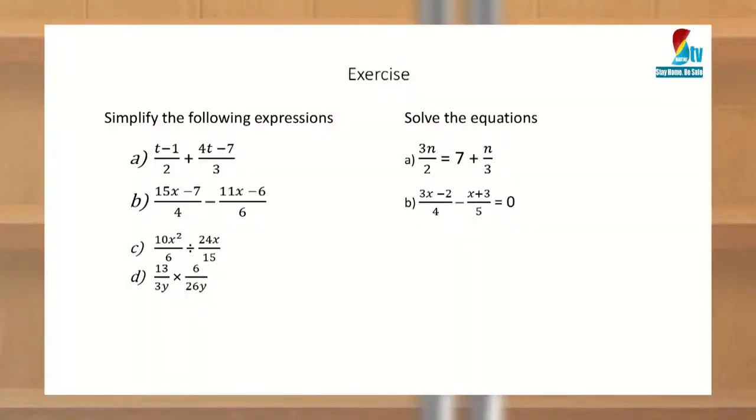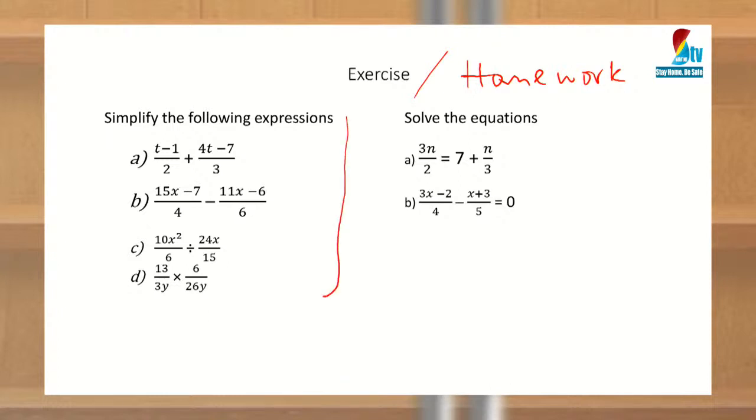And then I wish, dear learner at home, that you do the following exercise. We have this as our exercise or homework. You can copy it down to try it out. We have t minus 1 over 2 plus 4t minus 7 over 3.